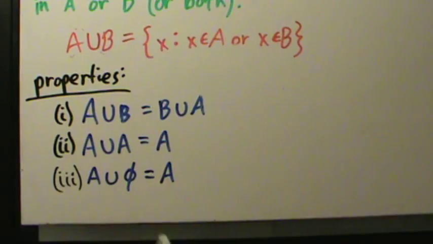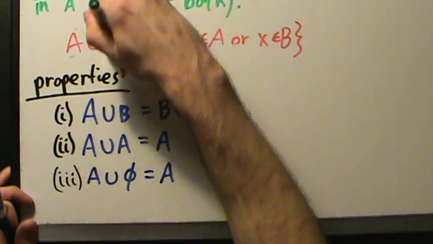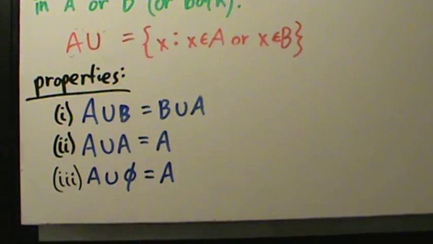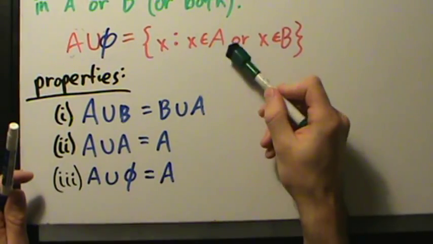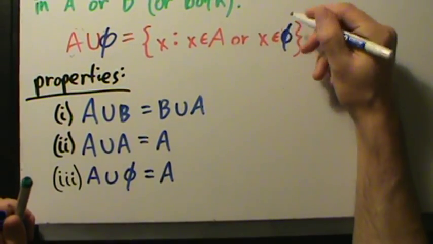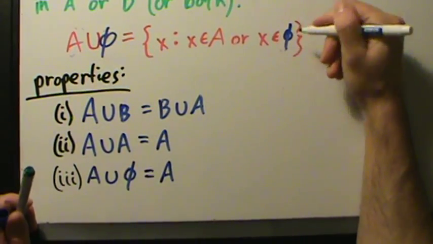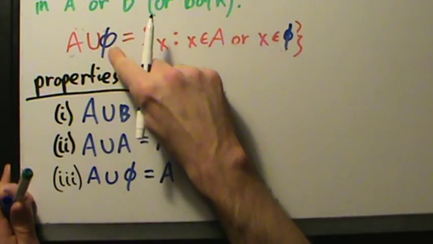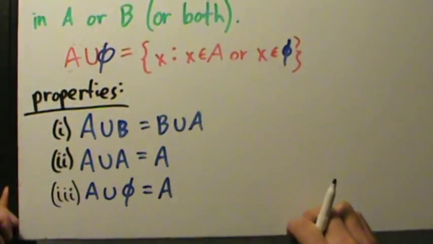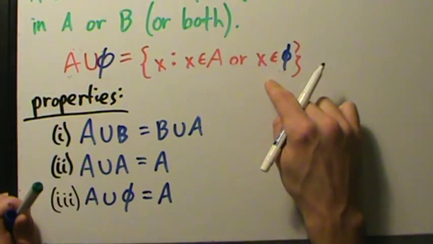Why is that? Well, let's come back up here again and see. So if we erase this here, A union the empty set is what? It's the set of all x such that x is in A or x is in the empty set. We talked about the empty set in an earlier video if you want to check that out if you're not sure what that is. So A union the empty set is all x such that x is in A or x is in the empty set.